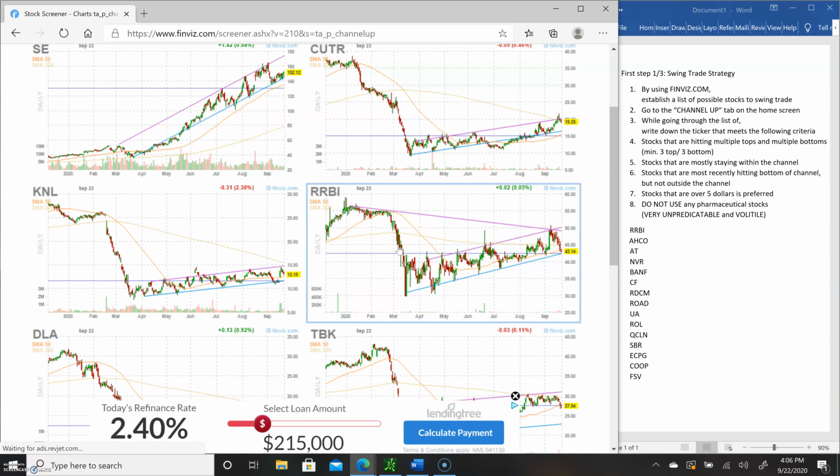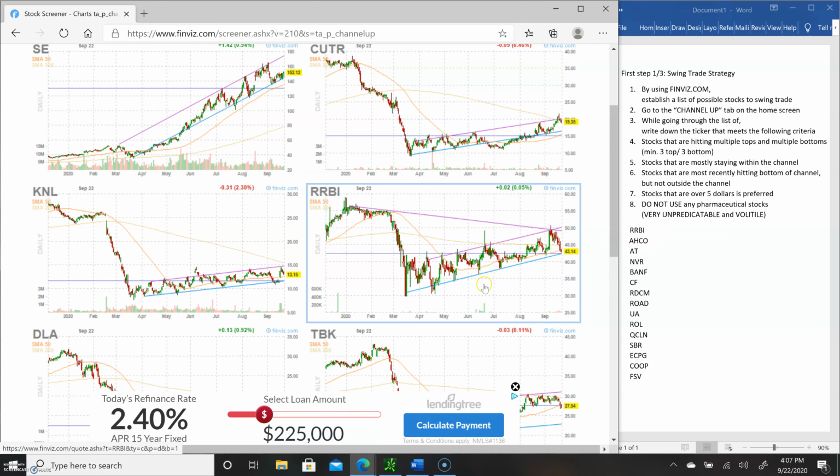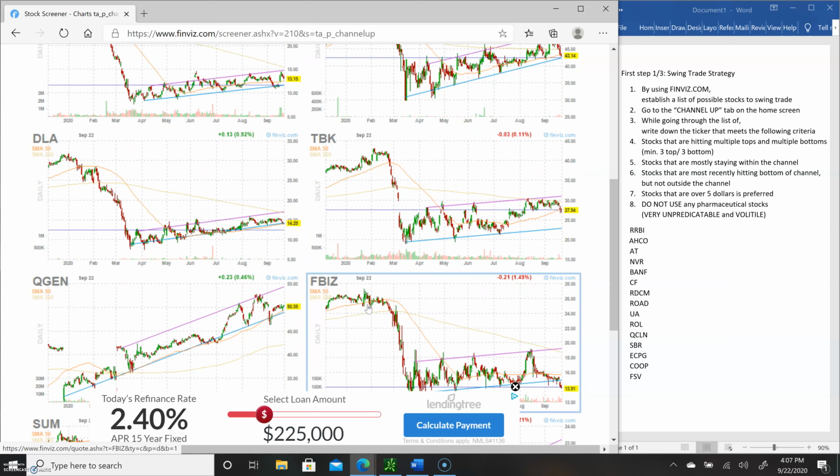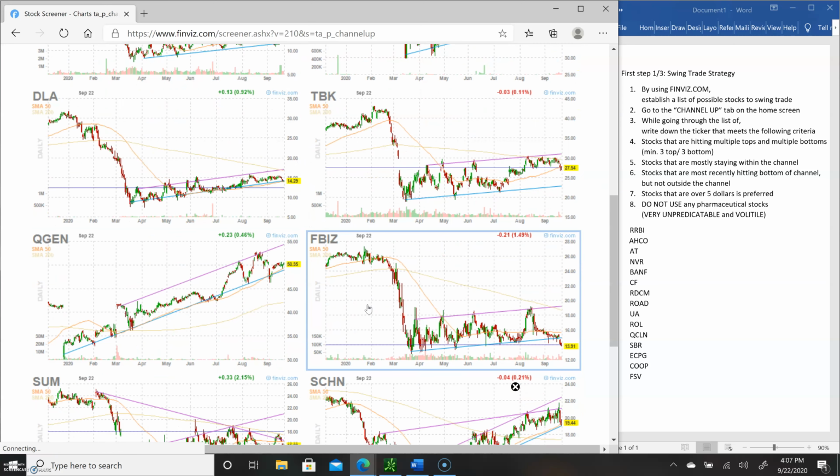This here is a bank. It's a bit easier to tell a trend and patterns, and it's not as risky as any pharmaceuticals. So we'll continue. RRBI is our first note. We're going to mark here, RRBI. We're going to keep going, and we're just going to stroll through this whole list that Finviz is providing us.